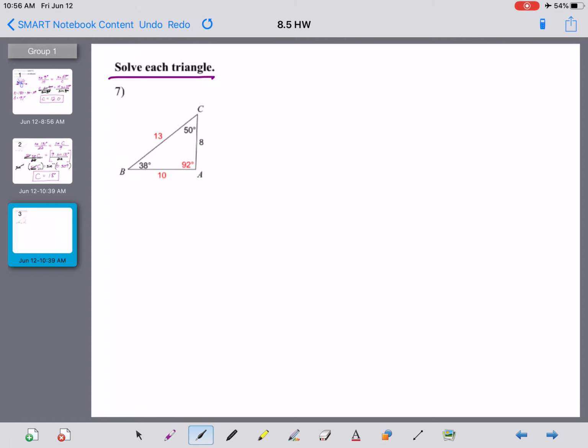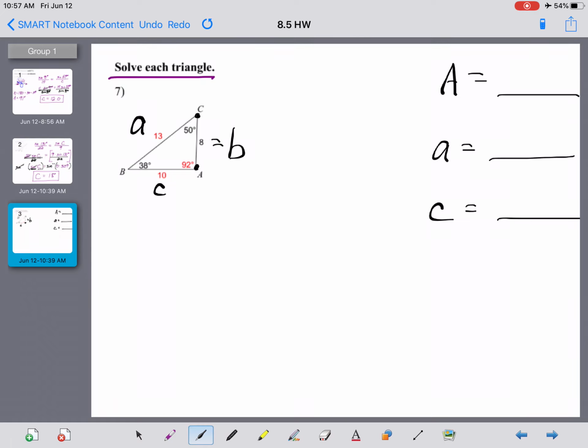Let's look at angles first. We already know the measure of angle B is 38 degrees, and the measure of angle C is 50 degrees, so we've got to come up with the measure of angle A. That'll be the first thing we do. Now we know that this 8 right over here on the side is across from angle B, so that's what we would call little b. But this side up here across from angle A is going to be little a, and since this is angle C, this side down here is going to be little c. So we've got to come up with the measures of little a and little c. Those are the 3 things we need to know in order to finish this problem.